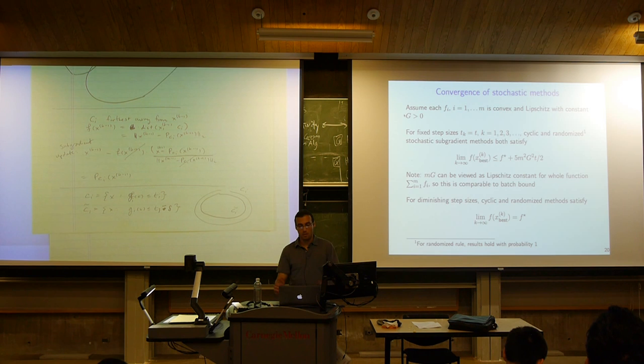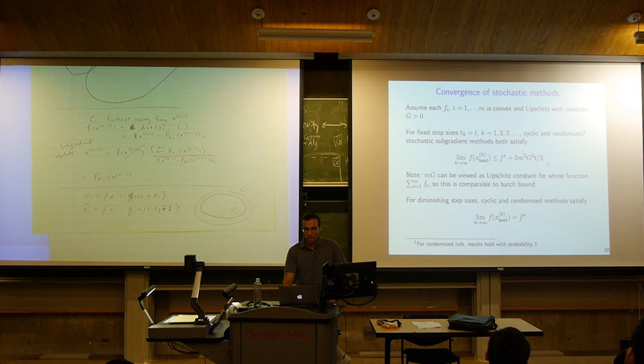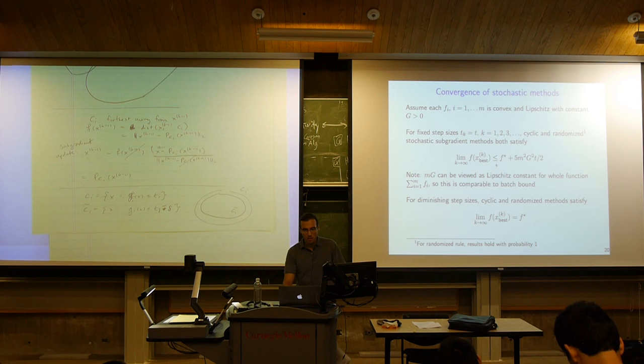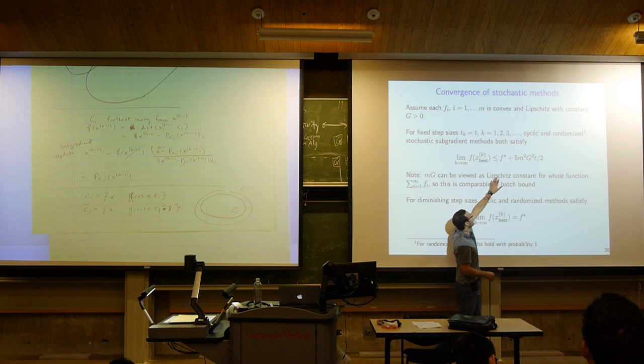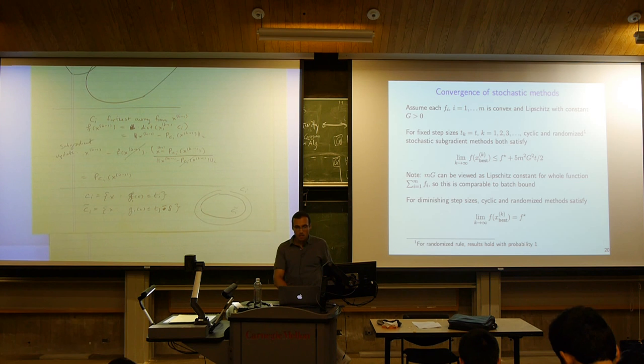But just for simplicity here, let's assume that they're convex and Lipschitz with the same Lipschitz constant. So we're going to think about taking fixed step sizes, each one of these step sizes t_k being set equal to t, and running either the cyclic or randomized rules for the stochastic subgradient method. And they both satisfy the following suboptimality bound: in the limit, as we take more and more steps with stochastic subgradient method and fixed step sizes, the best criterion value we see is something like the optimal criterion value plus 5 m squared G squared t over 2.